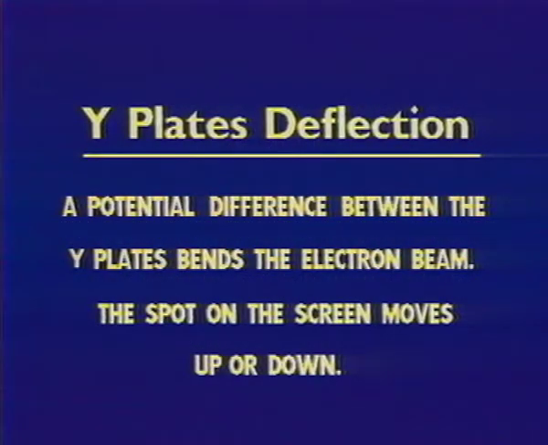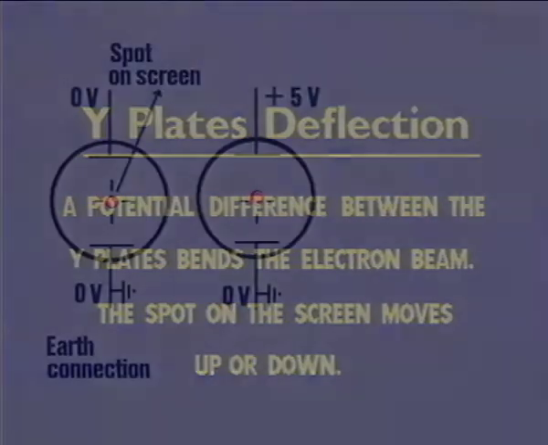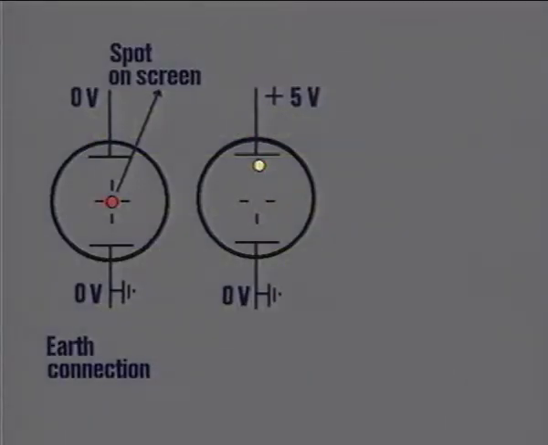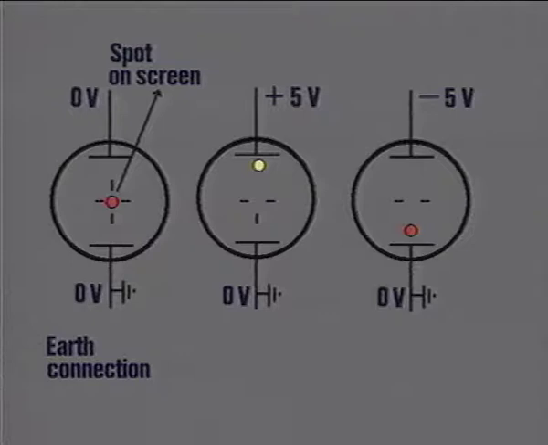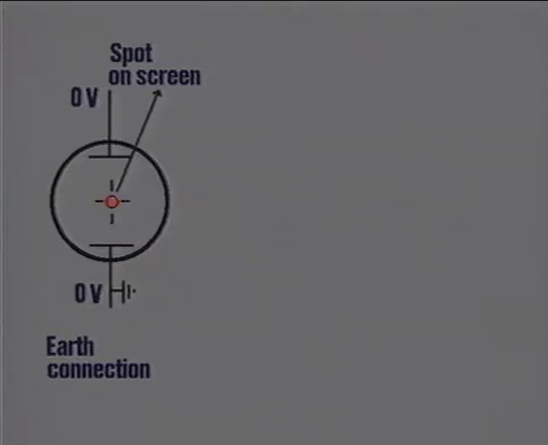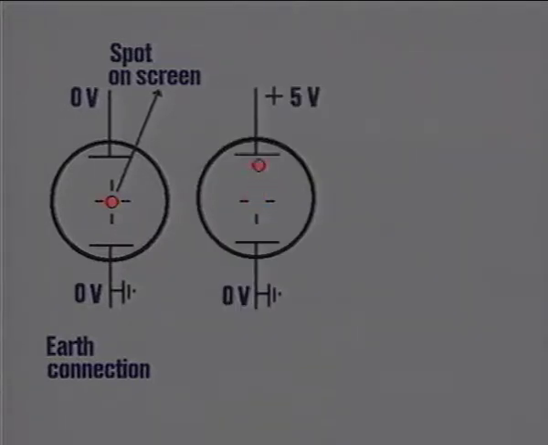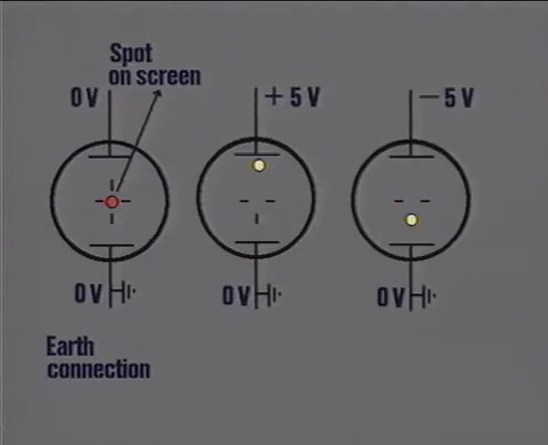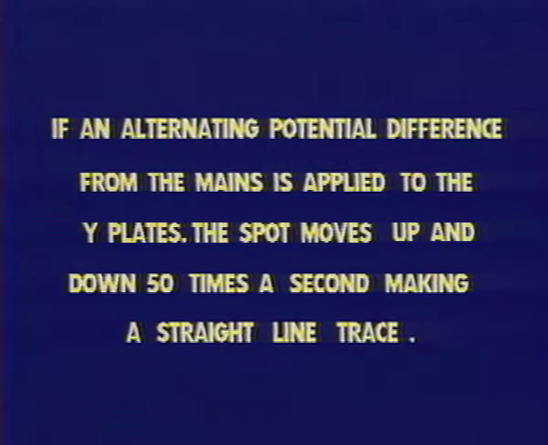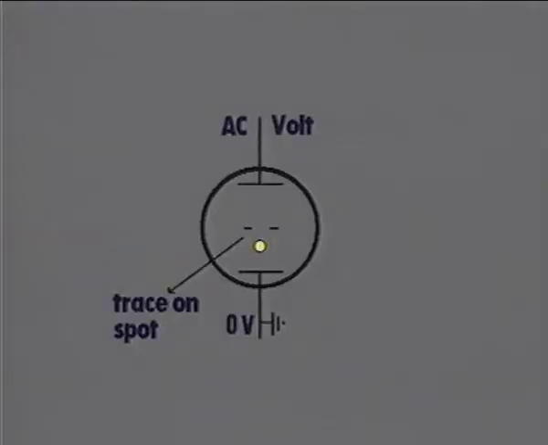A potential difference between the Y plates bends the electron beam. The spot on the screen moves up or down. A straight line is seen because the screen continues to glow for a short length of time after the electron beam has moved on. The length of the trace is a measure of the maximum potential difference. If an alternating potential difference from the mains is applied to the Y plates, the spot moves up and down 50 times a second, making a straight line trace.